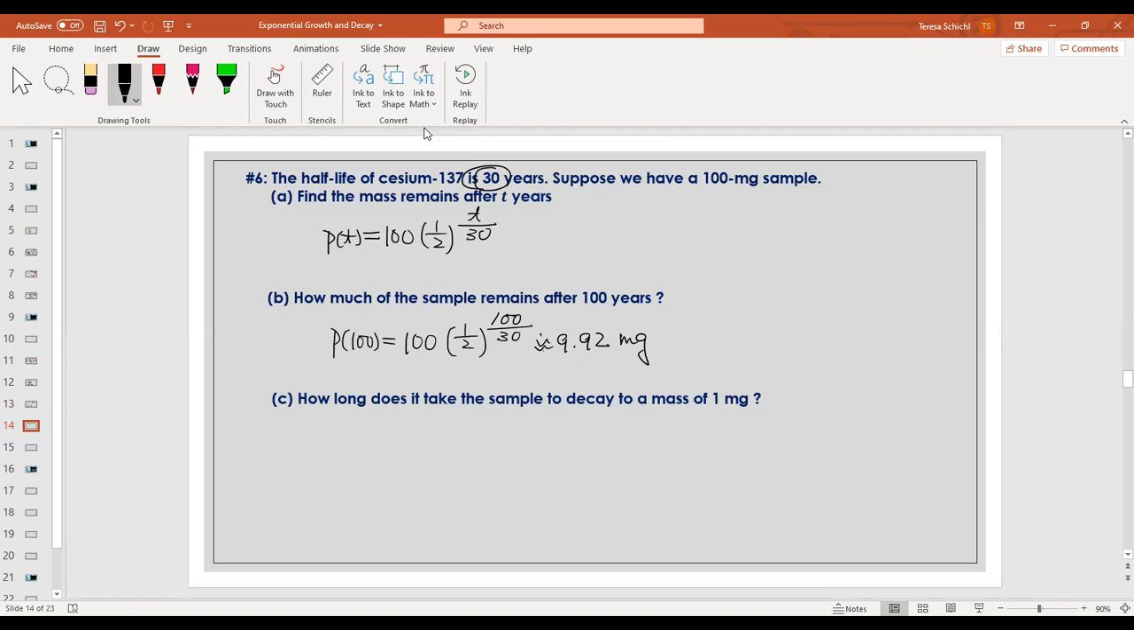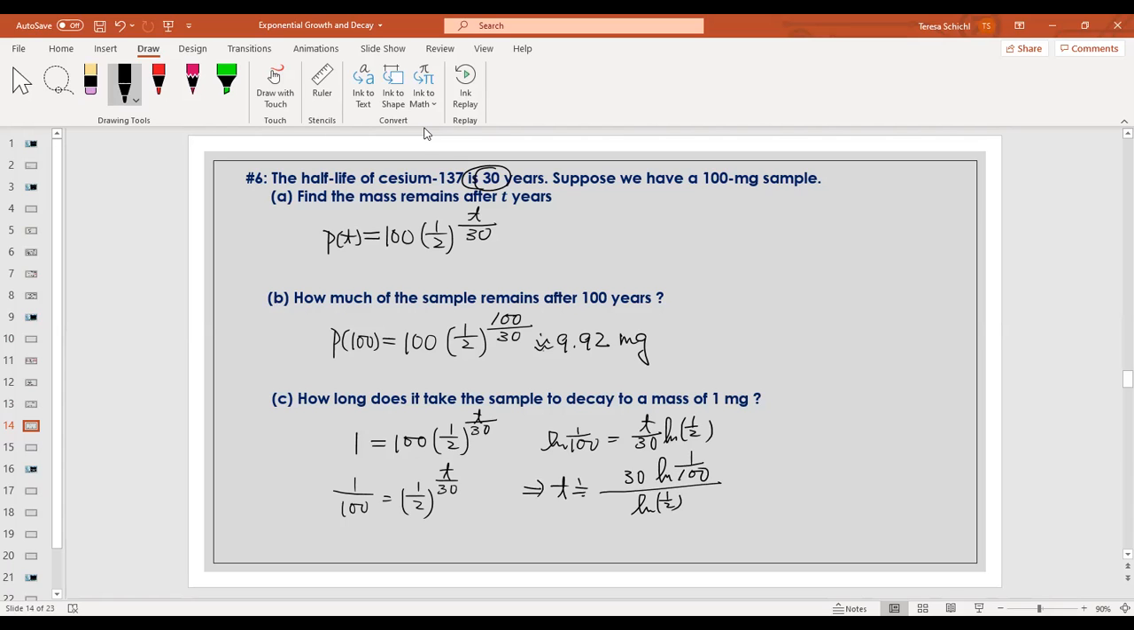So it's the same old problem like we did before. 1 is equal to 100 times (1/2) to the t over 30, right? So 1 over 100 is equal to (1/2) to the t over 30. Now, natural log of 1 over 100 is equal to t over 30 times natural log of 1/2. So what is my t value here? t will be equal to 30 times natural log of 1 over 100, divided by natural log of 1/2.